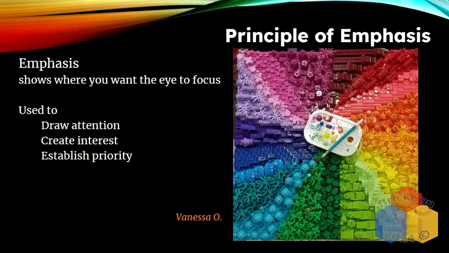Emphasis. Emphasis is about where you want your eye to go. We use it to draw attention. We use it to create interest. We use it to establish priority. In this image, there's emphasis being drawn by not only color and texture, but value and contrast. The location doesn't really necessarily establish emphasis without use of another object.